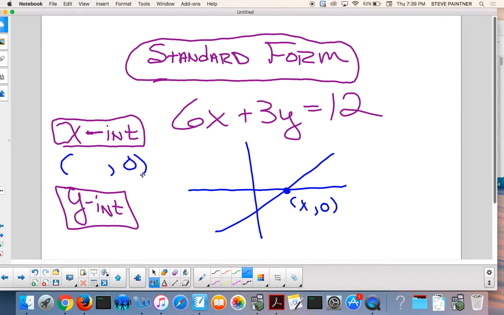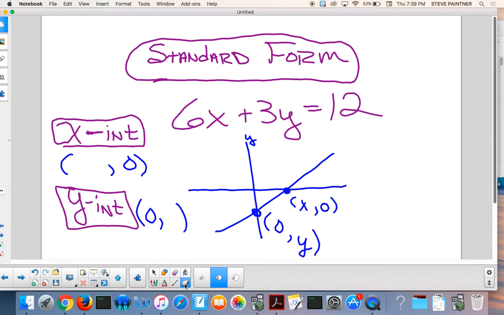Now the y-intercept will be right here, where the line crosses the y-axis. The neat thing about the y-intercept is that you're looking for y, but x will always be 0. So in this one, it's going to be 0, comma, y. Okay? So this is what you're going to do. You're going to solve for x for the x-intercept. You're going to solve for y for the y-intercept.